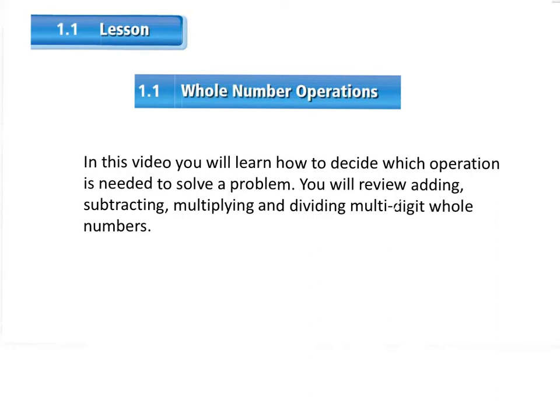Lesson 1.1, Whole Number Operations. In this video, you'll learn how to decide which operation is needed to solve a problem. You will review adding, subtracting, multiplying, and dividing multi-digit whole numbers.